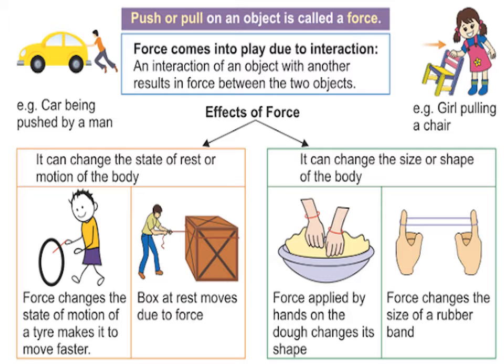A push or pull on an object is called a force, like a car being pushed by a man or a girl pulling a chair. Force comes into play due to interaction, and the interaction of an object with another results in force between the two objects. It can change the state of rest or motion of the body. Force changes the state of motion of a tire, making it move faster. A box at rest moves due to force.